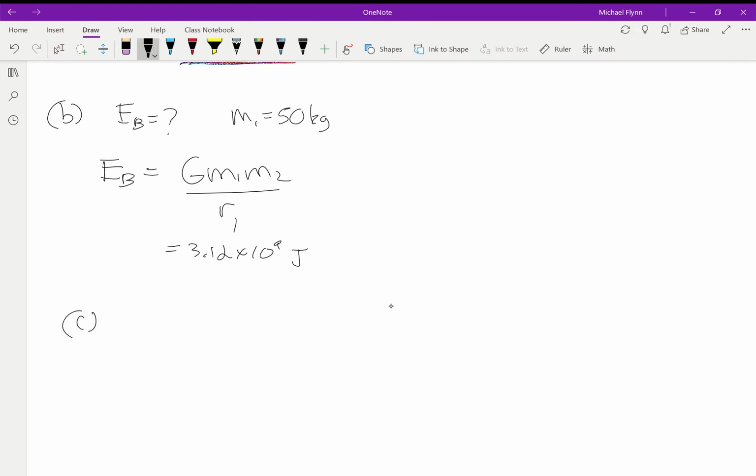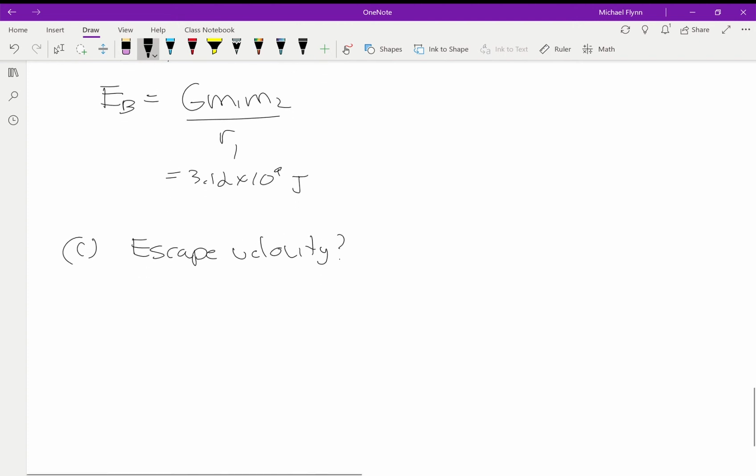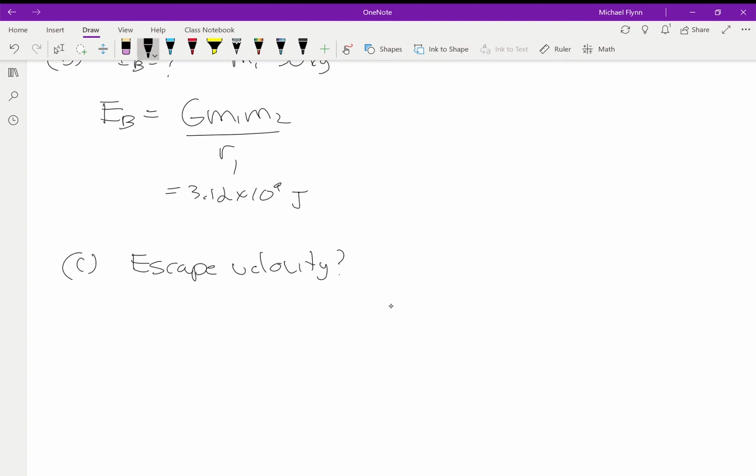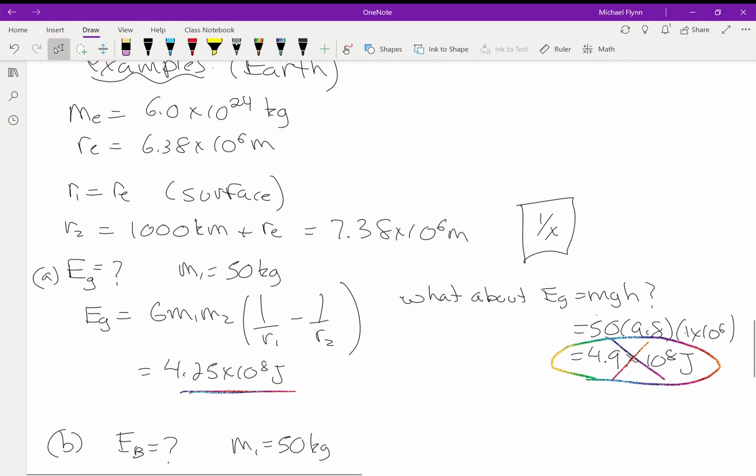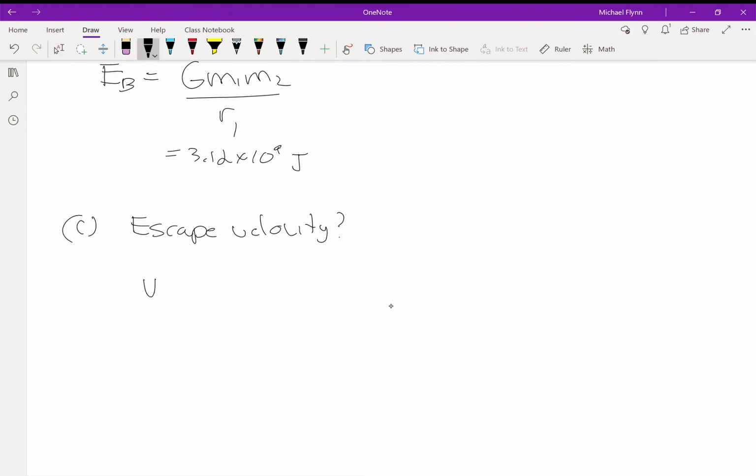All right, what about your escape velocity? What is your escape velocity? Okay, well, to do your escape velocity, you're just going to do this. 1/2 m1 v squared equals, actually, since we already derived this formula, it's right here, 2G M2 over r1. So v equals the square root of 2G M2 over R1, like that.